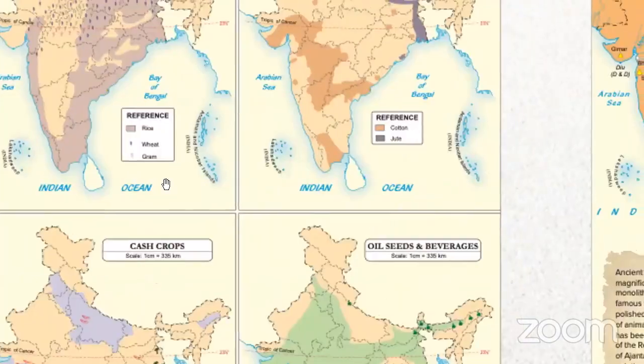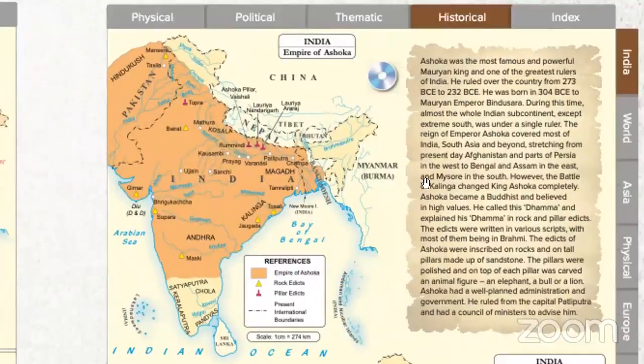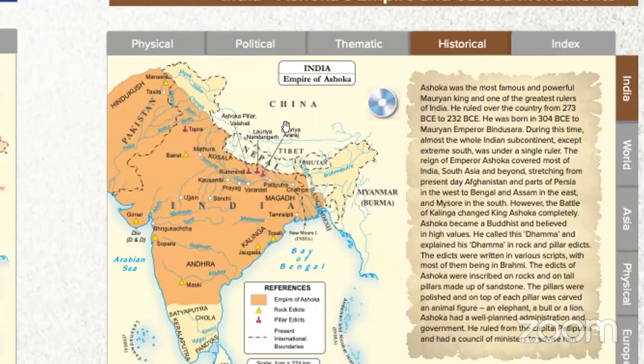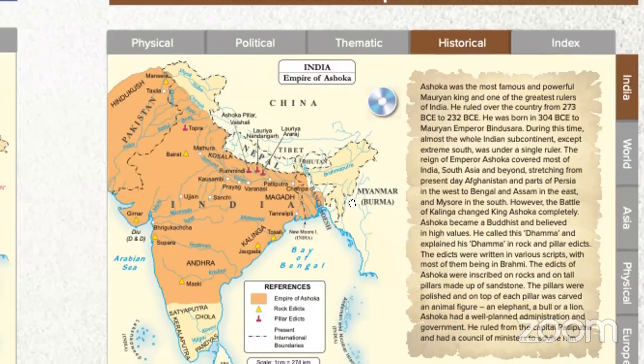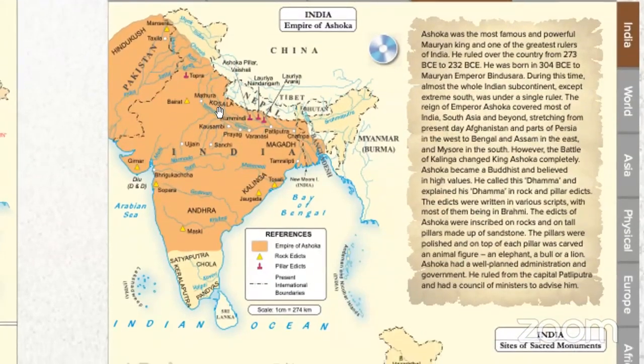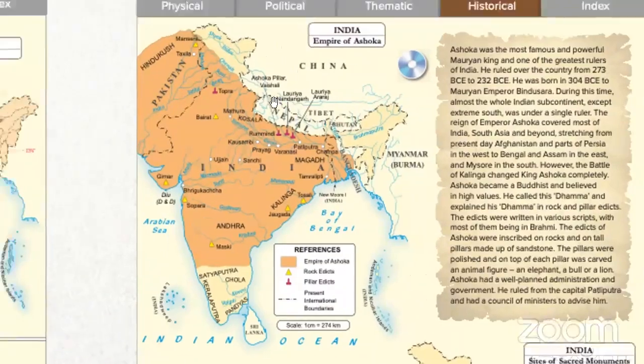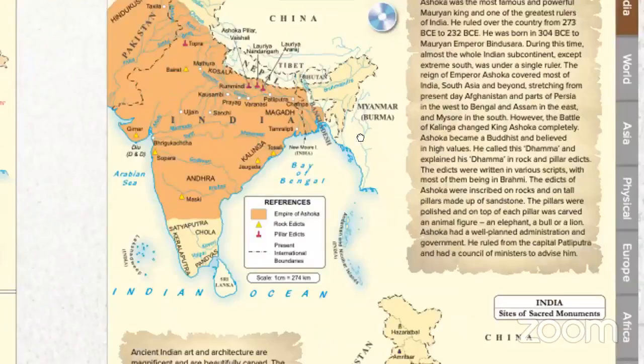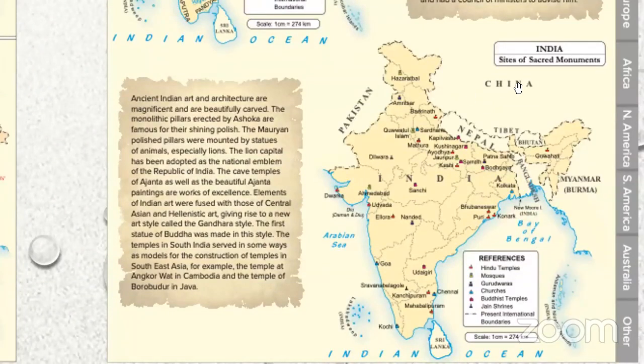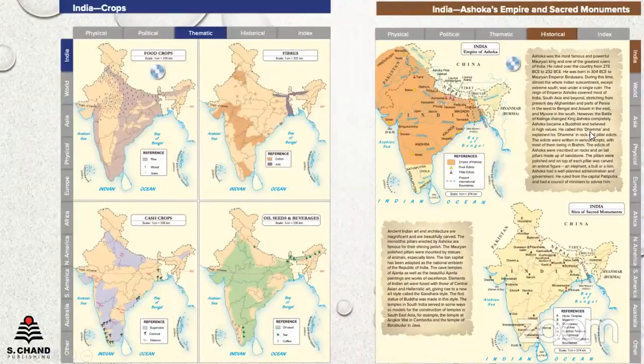So thematic based, and the second, on the right-hand side, is a historical map. I have shown here India in the Ashoka period, what India looked like in that ancient period. And the second one shows the sacred monuments, the sites we are presenting in India in different states. Most of them are covered under the SST syllabus. You are all aware of this while teaching in the schools.